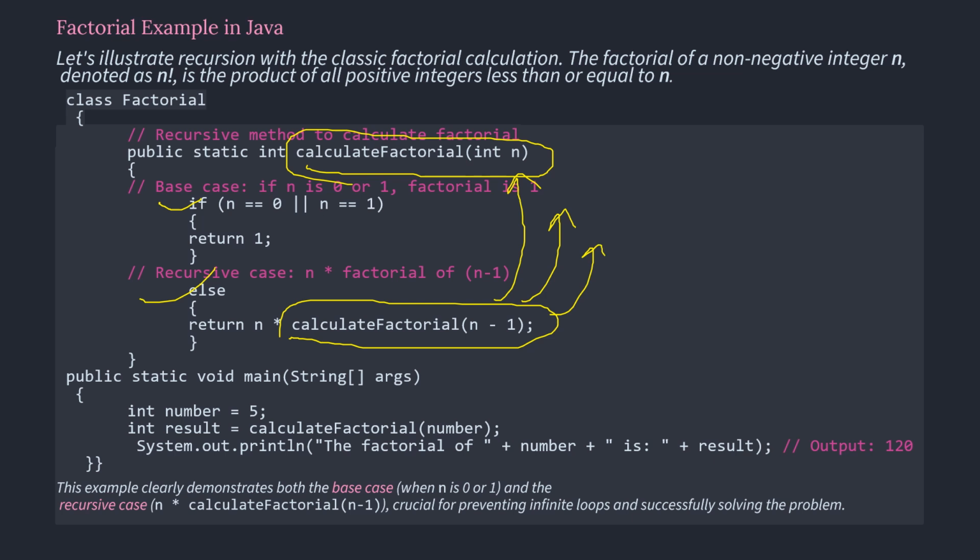Initially suppose the value of n is 5. So 5 will go here. Is 5 equal to 0 or 1? No. Then 5 into calculate factorial 4. Then 4, then 3, then 2, then 1. When it becomes 1, we execute our base case, and this is the end of our recursion.